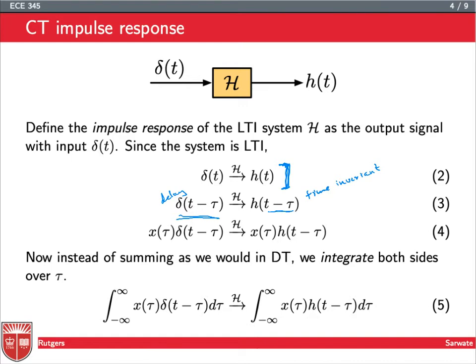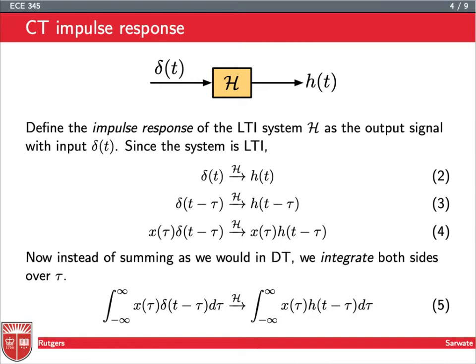Okay, so now I can multiply by a constant, and I can use linearity to show that if I multiply my delta of t minus tau, which is a function of t, by a constant x of tau, then when I apply the system H again, I get just x of tau times h of t minus tau. So this is just using the linearity property. Now we've used both our properties, linearity and time invariance. Now we have to do a couple more tricks to show that the output of the LTI system is the convolution of the input with the impulse response.